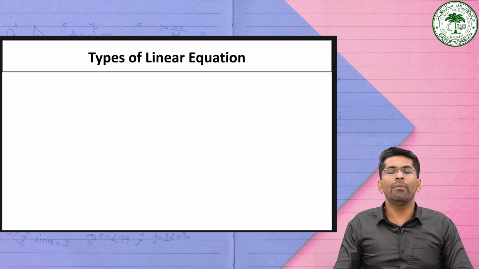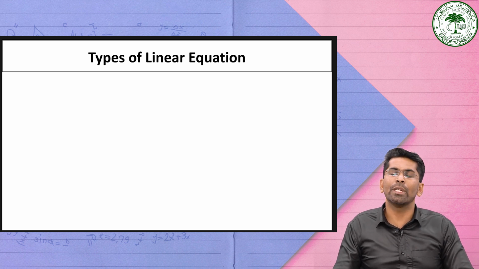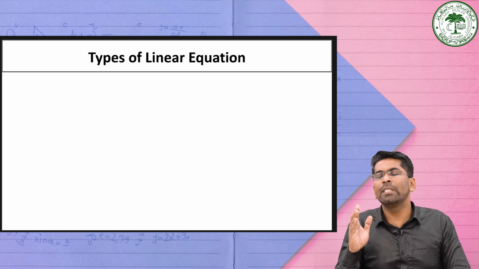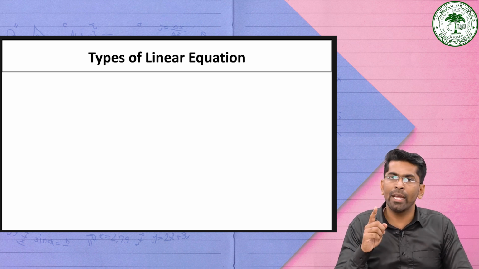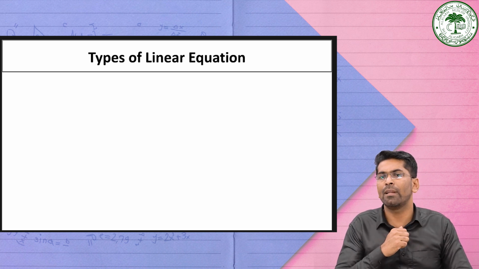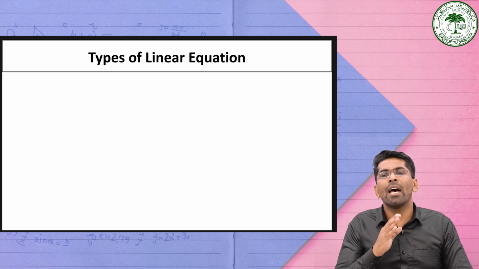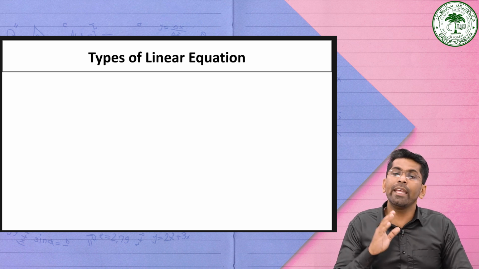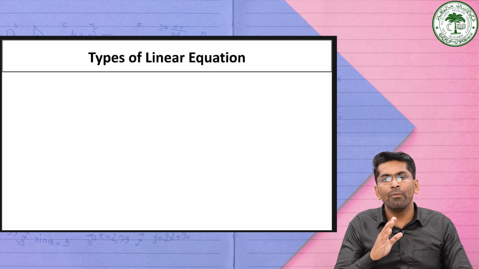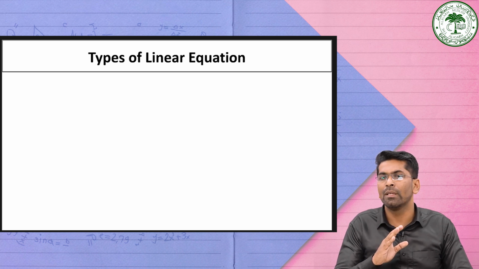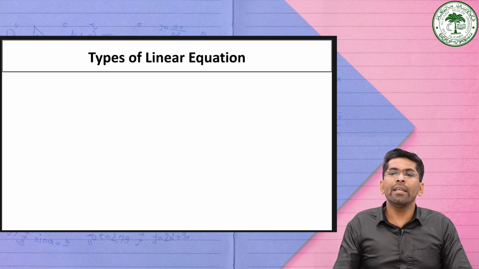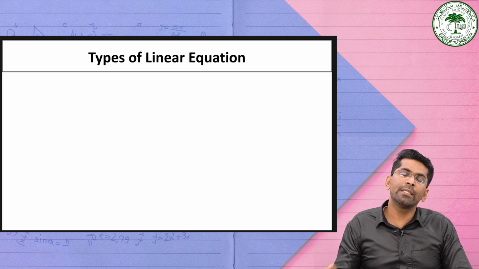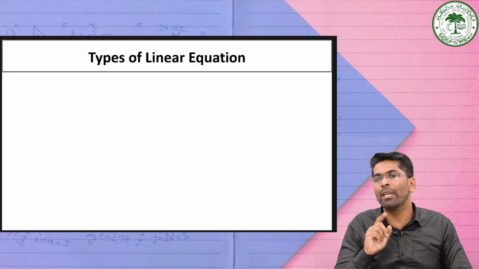Now we have different types of linear equations as well. A linear equation generally represents a straight line, which we already discussed in the previous lectures. When graphing a linear equation on a Cartesian plane, you will get a straight line. They can involve one variable, two variables, or maybe three variables. There are various types of linear equations based upon the number of variables involved.